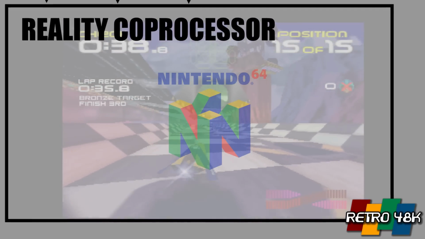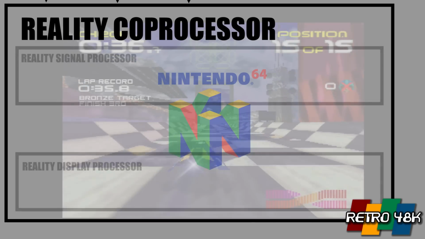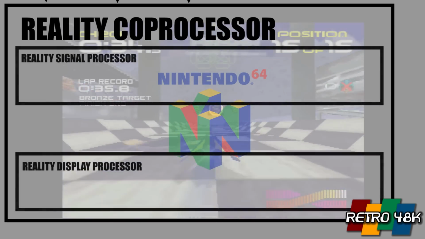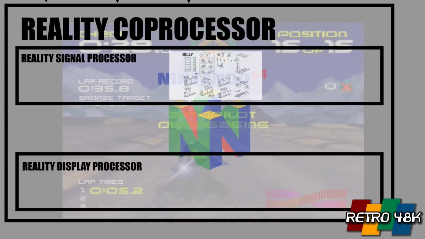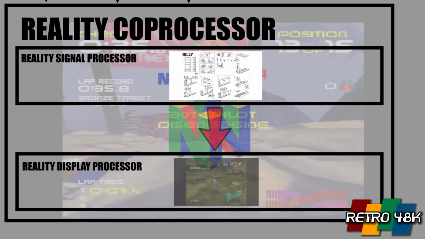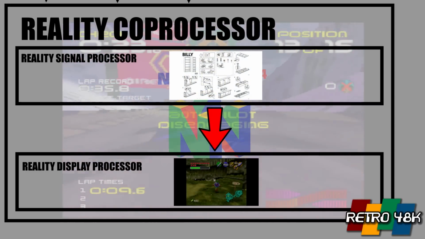So if you think about it this way, like a piece of build-your-own furniture from IKEA or something, the RSP would be responsible for building the set of instructions in that frame buffer, and the RDP is basically assembling that into visuals that you can see on screen.